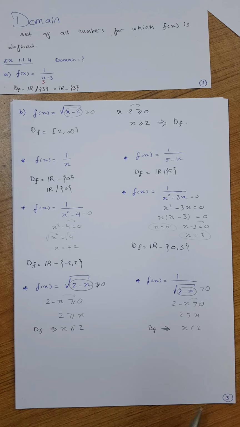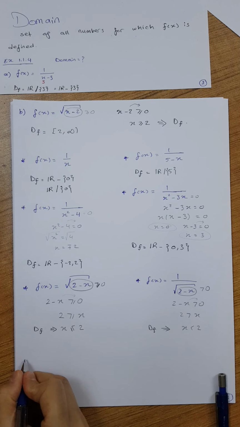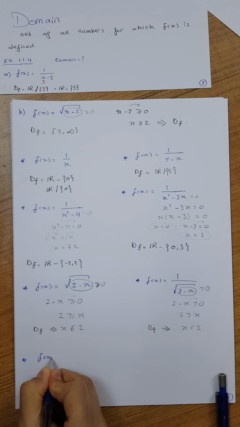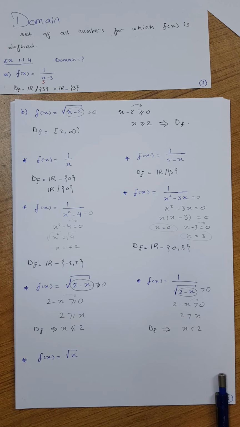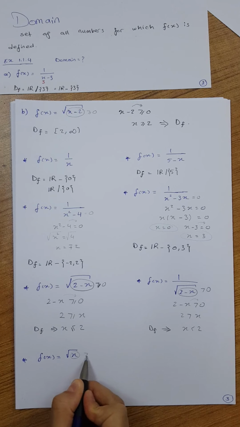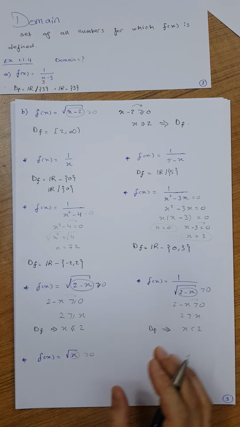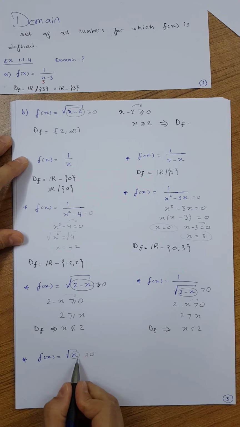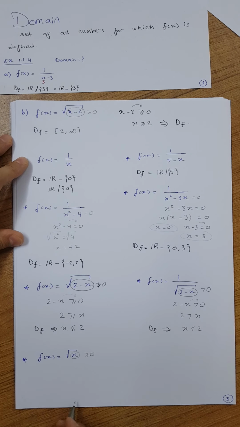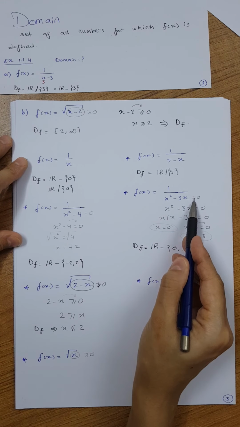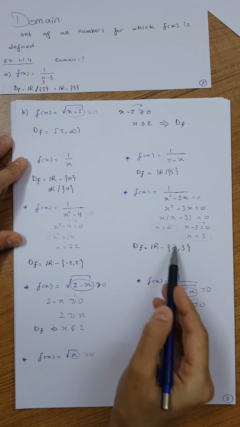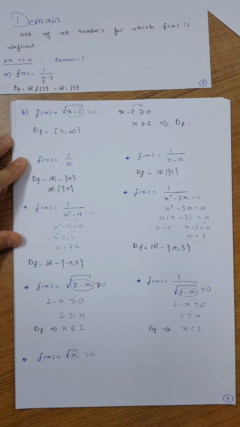You can have more examples. Let me give you one more example. f of x is equal to the square root of x. How can I solve this one? It is only taking those numbers that are greater than or equal to 0. Whatever you have got under the square root, just let it be greater than or equal to 0, and it will be easily solved for you. Whatever you have got in the denominator, set it equal to 0, and then remove those numbers from the set of real numbers. You will get the domain of the function.